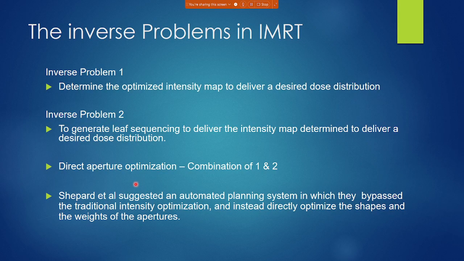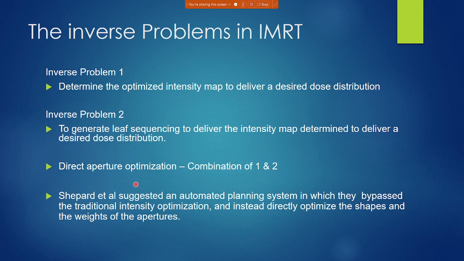The inverse problem actually has to be two. Let me explain why I say there are two inverse problems in IMRT. One is to determine the optimized intensity map. First, you need to know what should be the beam to deliver a conformal dose distribution to a particular tumor, right? So that beam has an intensity map. So to generate that intensity map, you do an optimization.